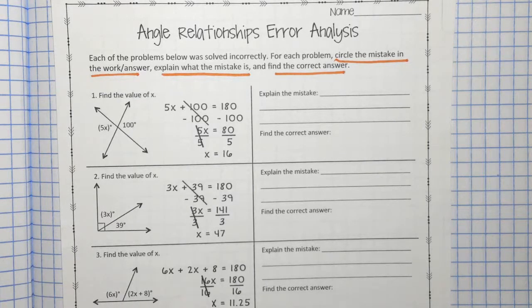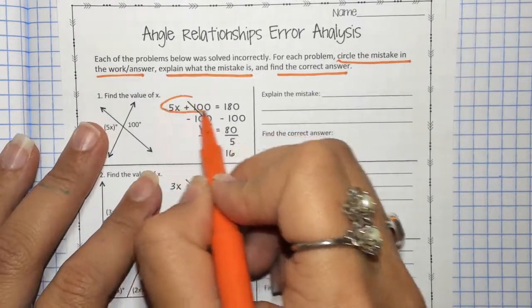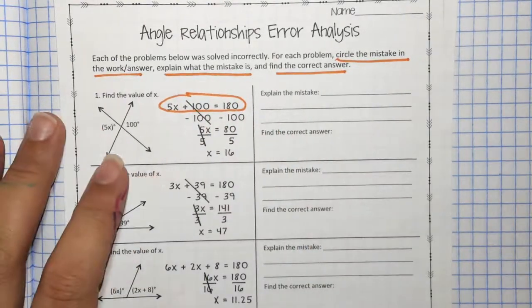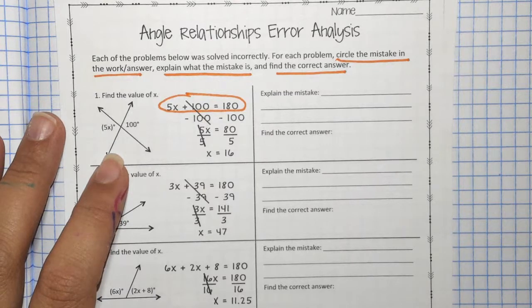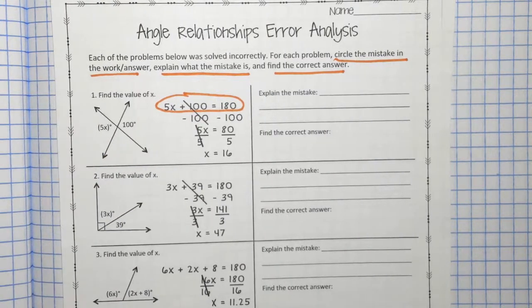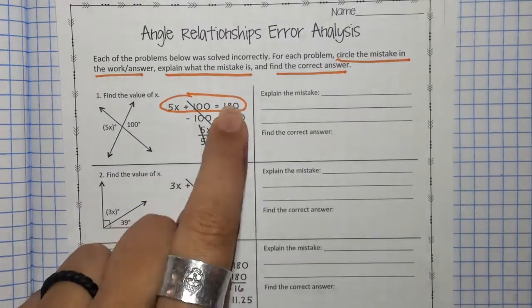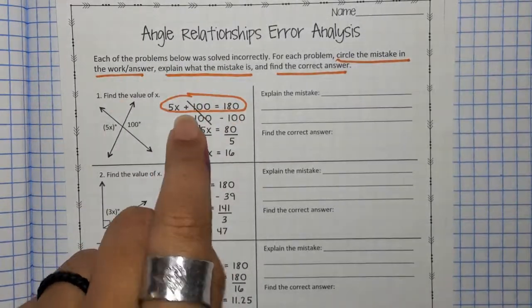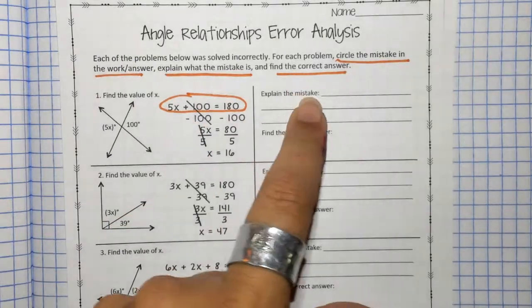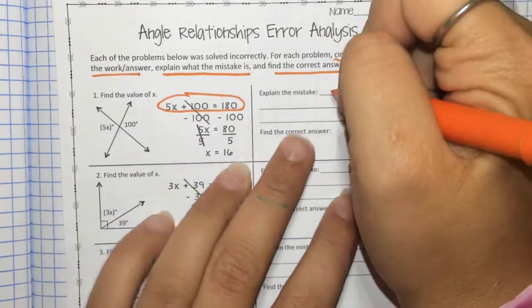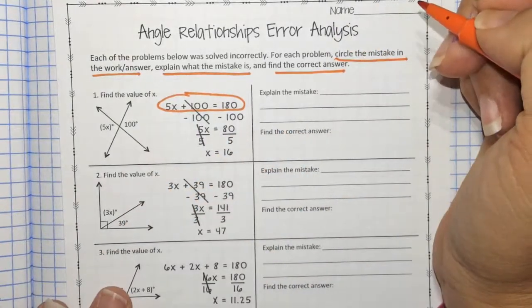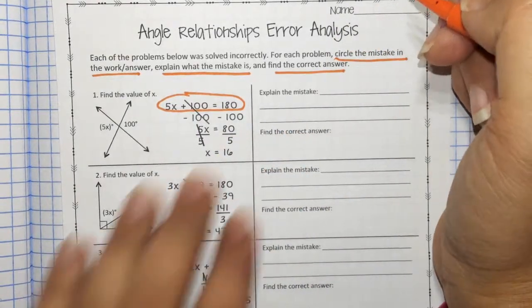Okay, Travis? They added the congruent instead of... 5x is equal to 100, but they added 5x and 100. Yes, thank you. Take a point. They added these two together and set it equal to 180 when they should have set them equal to each other. So how would we explain that? They added instead of... Set them equal. Look at you go.